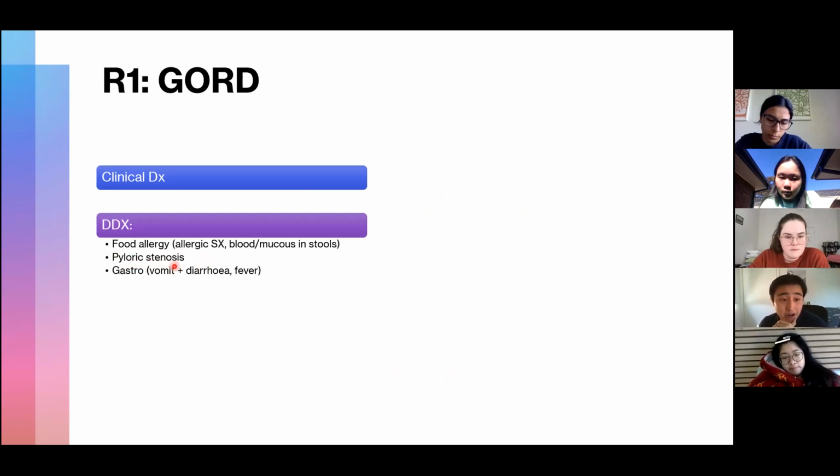Additionally, you want to think about pyloric stenosis as a differential. And can someone remind me of the hallmark symptom for pyloric stenosis? Good. Yep, projectile vomiting. So much more violent vomiting. And also for your gastro, you get your diarrhea on top of the vomiting. So that's the key differentiating feature.